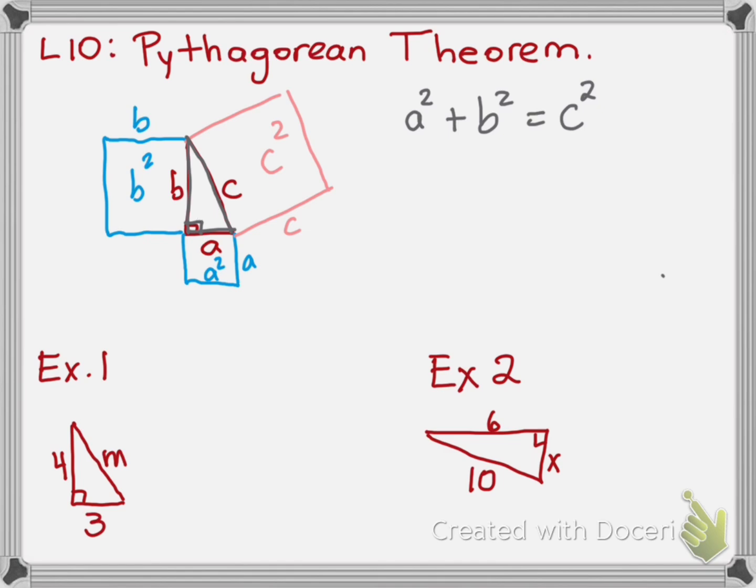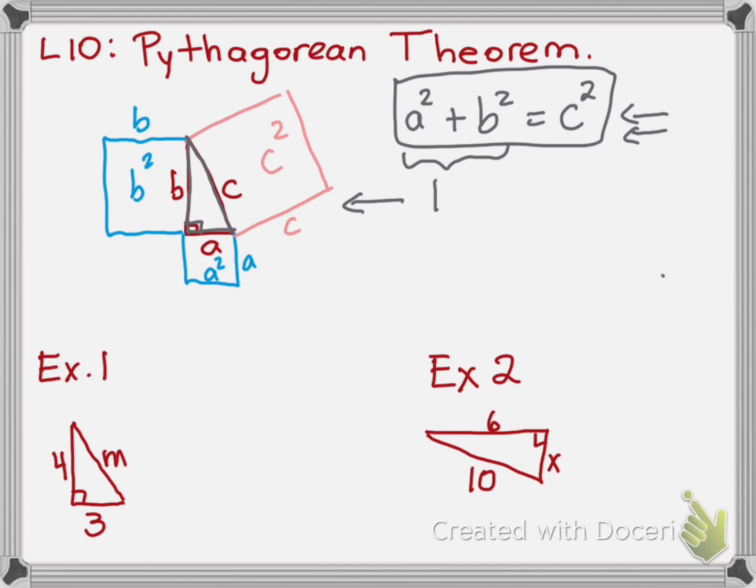So that is the formula that you have to remember. This is just an explanation or a demonstration, but the theorem is this one. This is what you have to memorize. So again, it doesn't matter which one is which, but you have to remember that the a and the b are the legs, and then the c is always the hypotenuse.